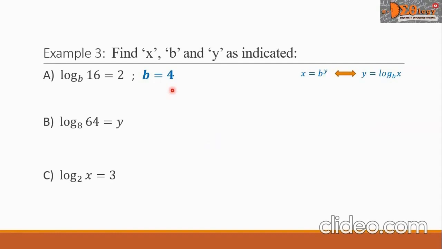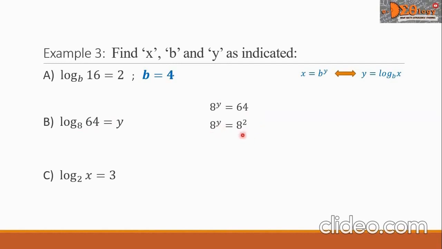I will go now to letter B. I will convert this into equivalent exponential form. And this is the exponential form. 8 raised to y equals 64. Again, we see the base here, the log with base 8. I copy that same base in here. And this y is the exponent that I can use here. So 8 raised to y, and this is equal to this number 64. And I know this 64 is equal to 8 squared. So I have now 8 raised to y equals 8 squared.